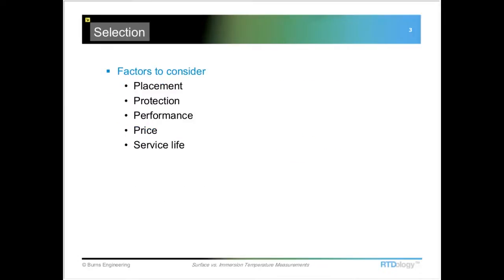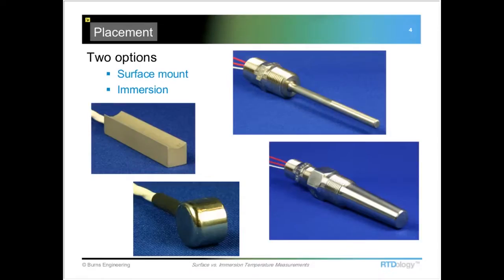So these are the 5 main factors to consider when we're doing any selection of any RTD or thermocouple: placement, protection, performance, price, and the service life. First off, there are in general 2 different ways to measure temperature with these 2 devices. We can use a surface mount where it's strapped onto the outside of a pipe or a tank, or we can have an immersion style sensor such as these 2, where it might be directly immersed into the process, or using a separable thermal well such as this one.